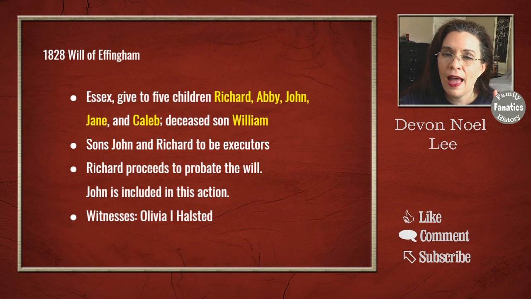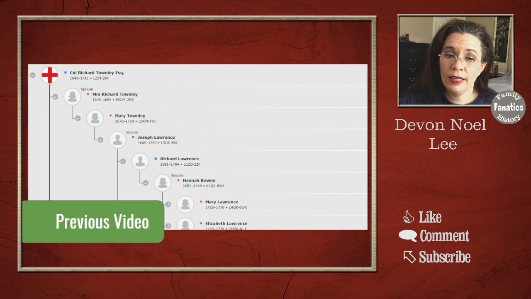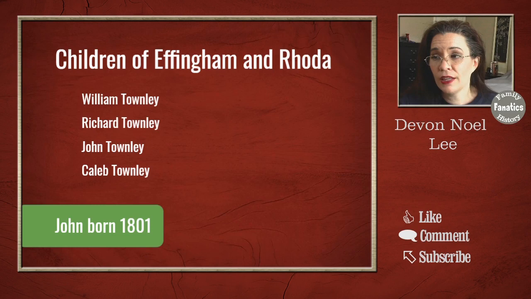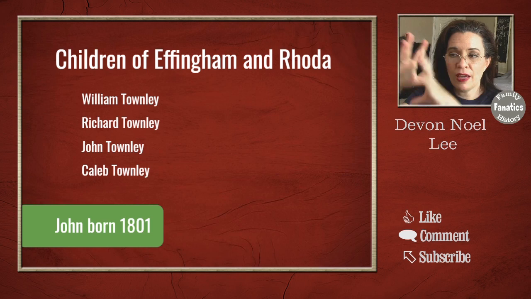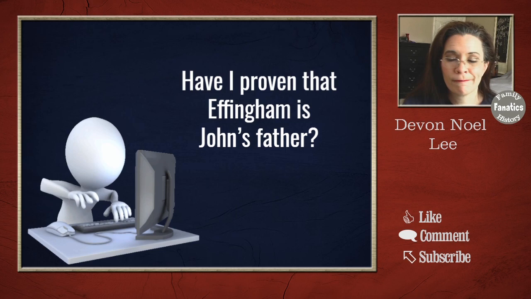What I really like about that will is it ties back to the clues from online trees. In the online tree, we saw that Effingham had children William, Richard, John, and Caleb. Not only that, in the 1830 census record, we saw a William, a Richard, a John, and a Caleb, as well as some other Townleys. So things are starting to line up over there in New Jersey, and Effingham and his children are piecing together. But the question is, have I proven that Effingham over in Elizabeth is my John's father?